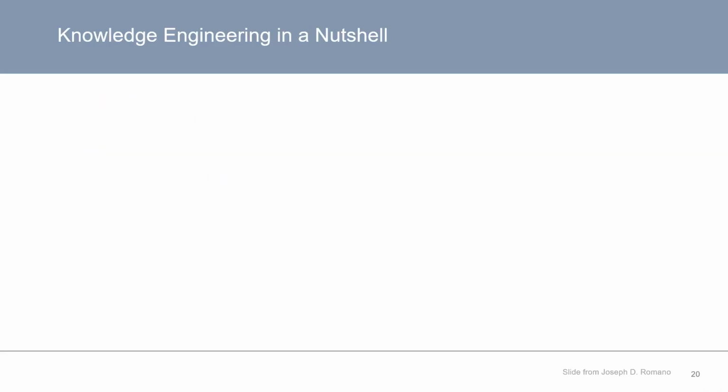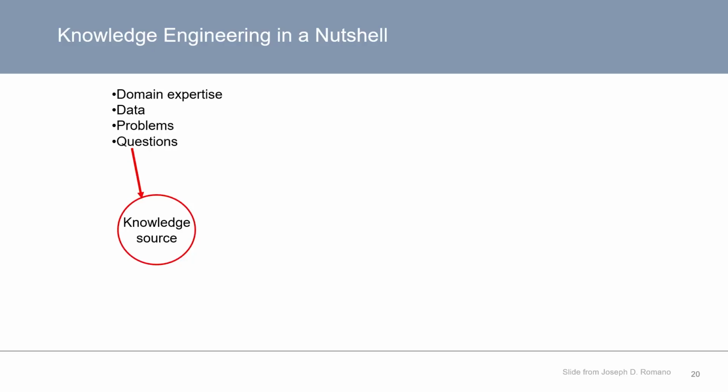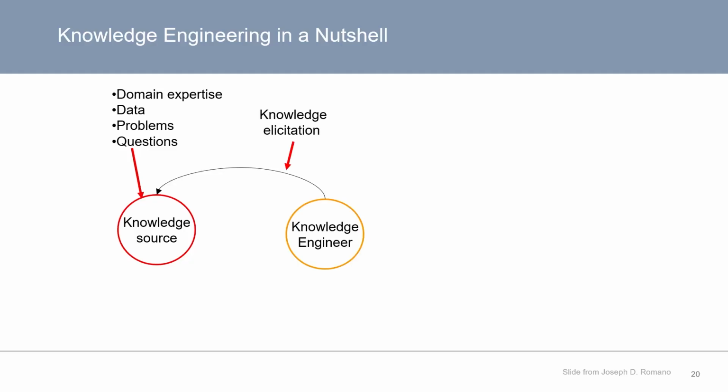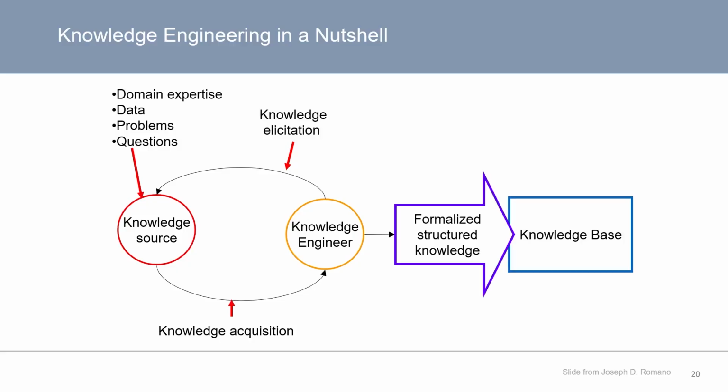Let's review by walking through a simple schematic capturing knowledge engineering in a nutshell. We start with the knowledge source that could include domain expertise, data, problems, or questions. We also have the knowledge engineer, who might employ knowledge elicitation as a strategy to acquire knowledge from human domain experts. Different from knowledge elicitation, knowledge acquisition describes acquiring knowledge from any sources by the knowledge engineer. Once acquired, the knowledge engineer works to formalize this knowledge into structured knowledge in the form of a knowledge base.